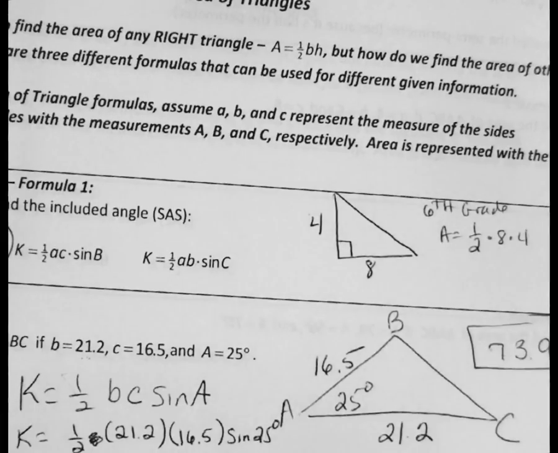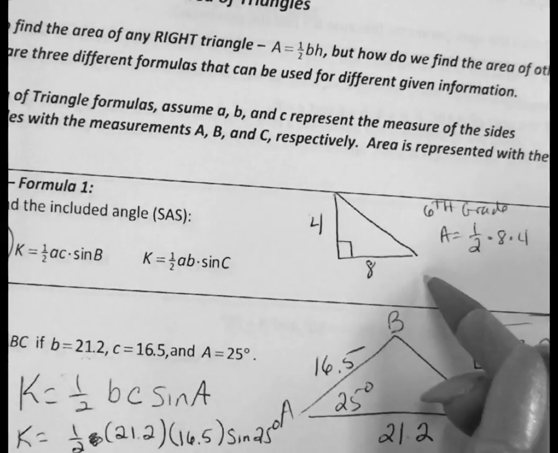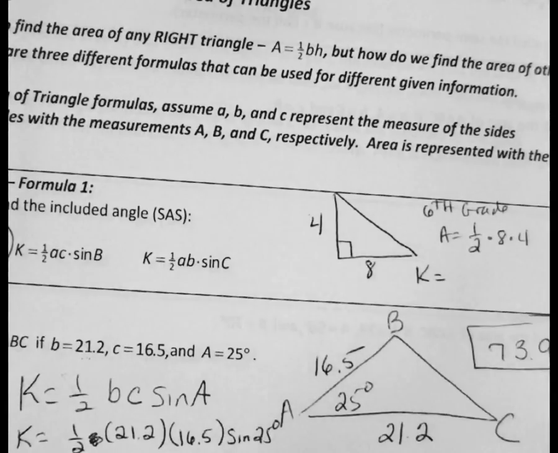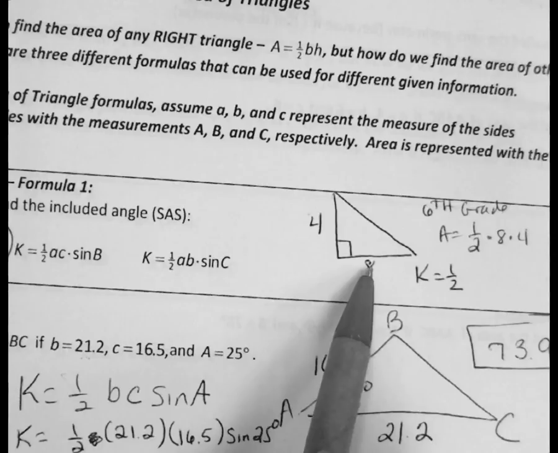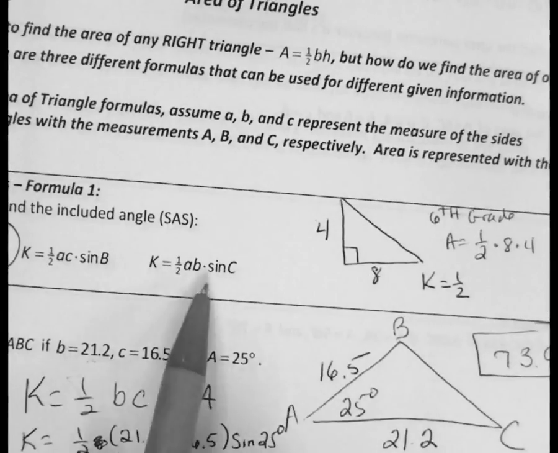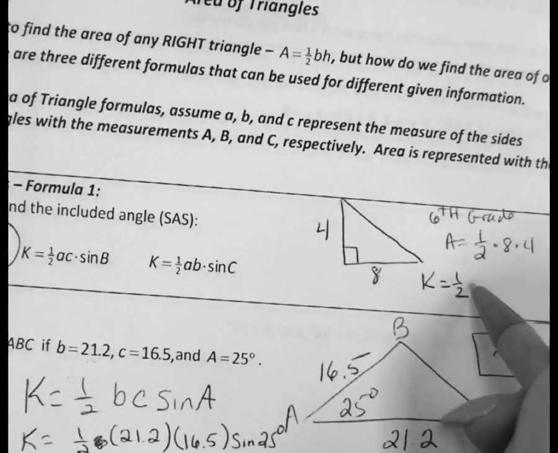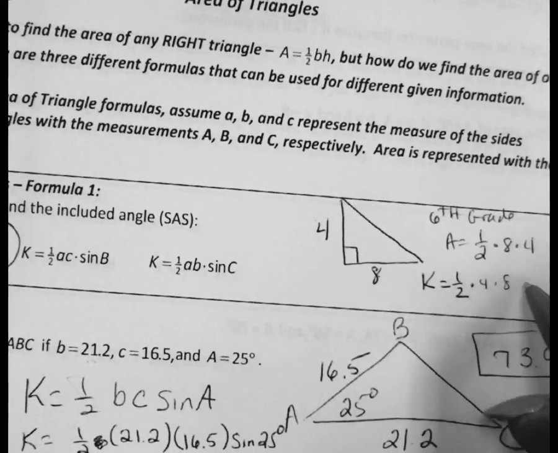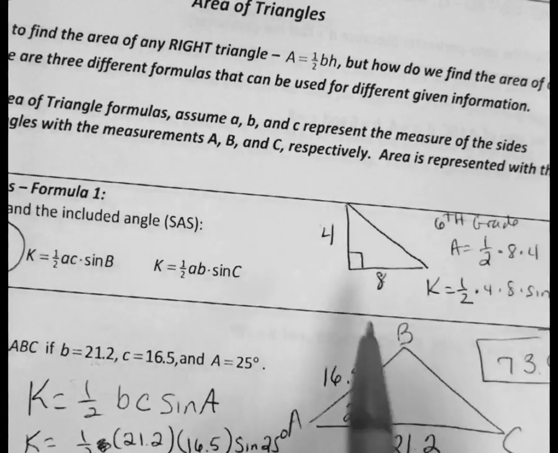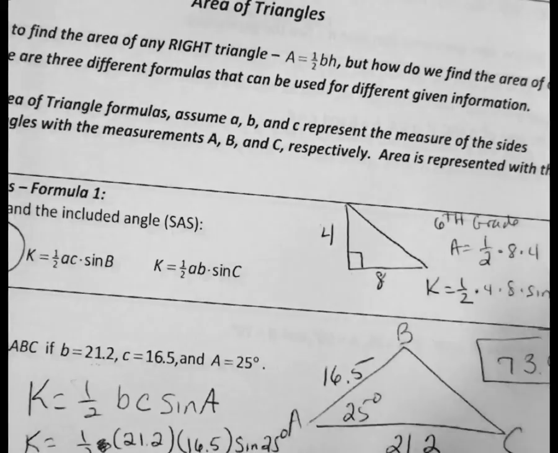16 units squared. If you use the formula that we just used, K equals one half. You guys see how it's side, angle, side? So using one of these formulas down here, you would go the side that's given, 4, times 8, times sine of what? What's the angle? 90. Who knows what the sine of 90 is?